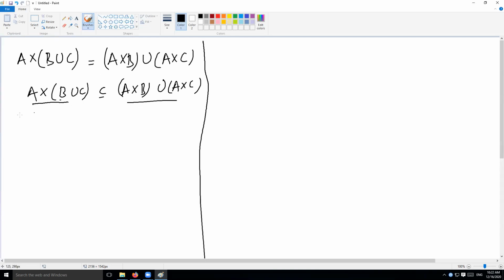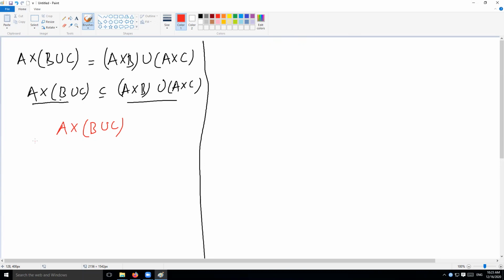Anyway, so what should I do? Let's take an element from the cross product. Let's take A cross (B union C). By the way, what kind of elements are going to be inside the cross product? What kind of elements will they be?